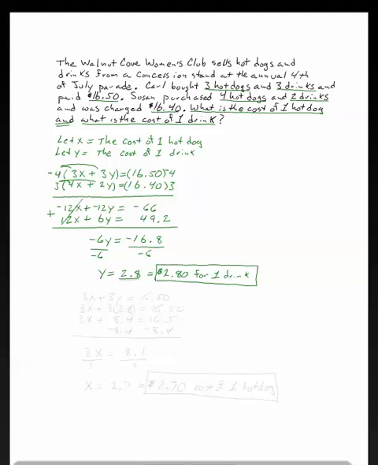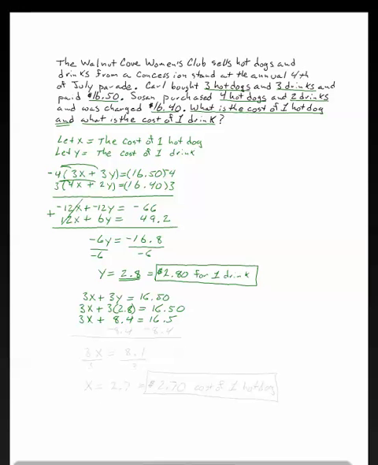Well, now we know that y is 2.8, so we just take our first equation. Doesn't matter which one we use, so I'll use the first. That's 3x plus 3y equals 16.50. And now substitute 2.8 for y. So that's 3x plus 3 times 2.8 equals 16.50. Well, 3 times 2.8 is going to be 8.4. So that's 3x plus 8.4 equals, and I'm just going to write this as 16.5 since the 0 doesn't really matter. So 16.5.